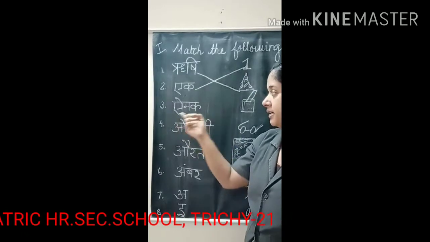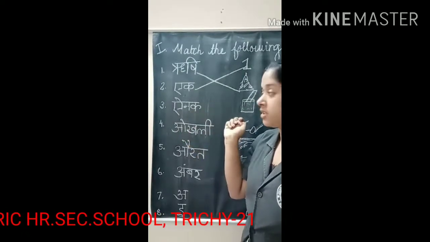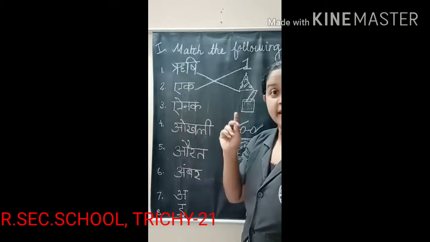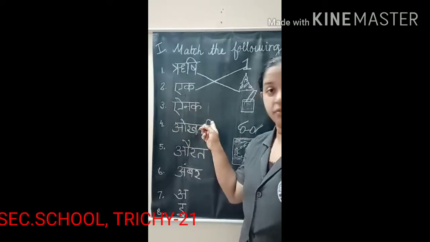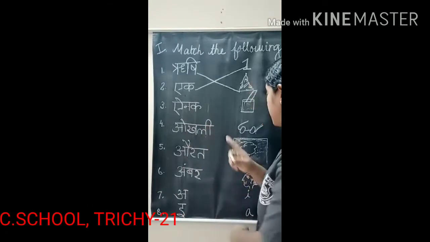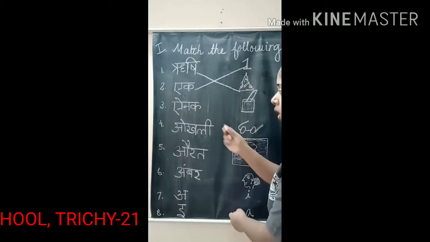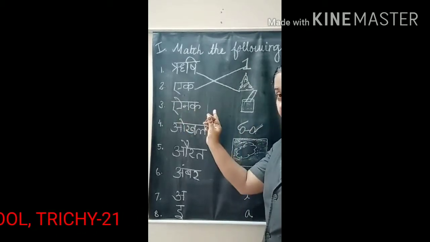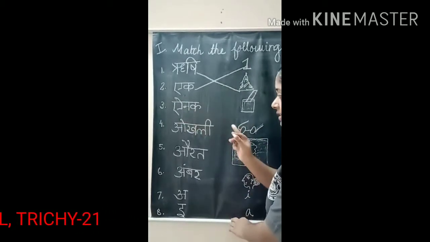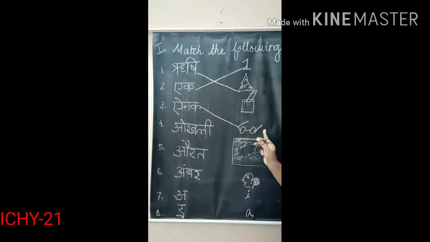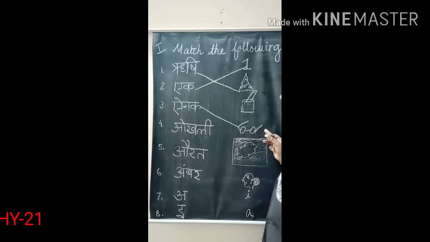Okay, next word is Ainak. It starts with the Hindi swar I, and we know that I se Ainak. That is, Ainak means spectacles. Okay, so we have to find the correct picture of the spectacles. See, somehow it looked like spectacles only. Okay, so now let us match the word Ainak with its picture. I have matched it.